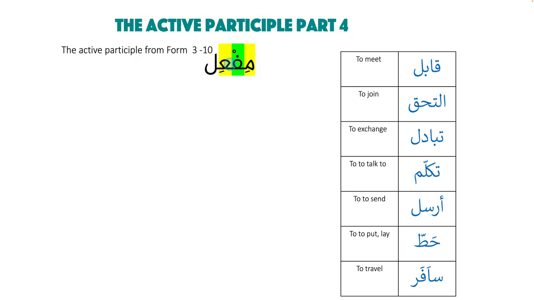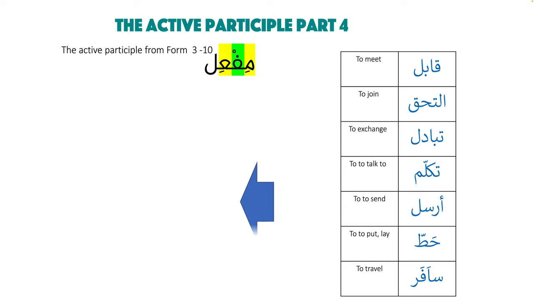Here we've got a number of verbs from different forms. قابل is to meet. التحق, to join. تبادل, تكلم, أرسل, حط, سافر.